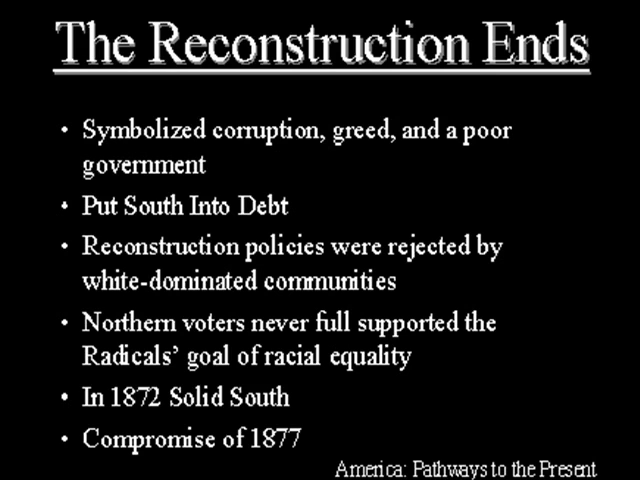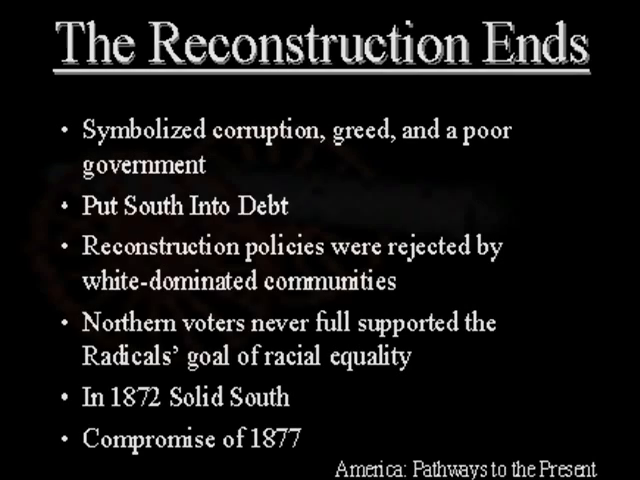In 1877, a compromise was made between Democrats and Republicans regarding the presidential election of 1876. This compromise opened the way for Democrats to regain control of Southern politics and marked the end of the Reconstruction.